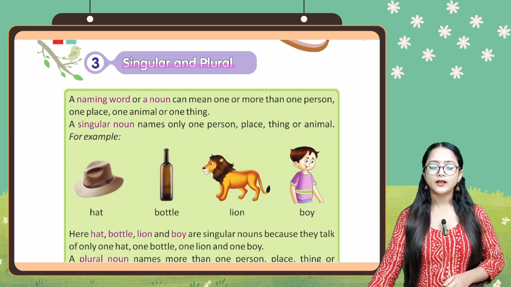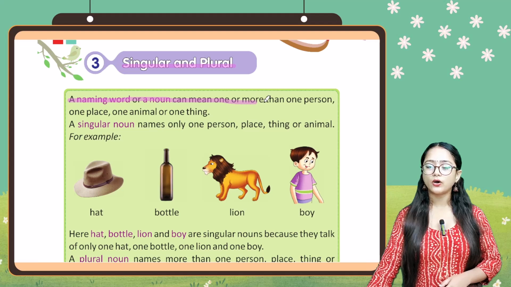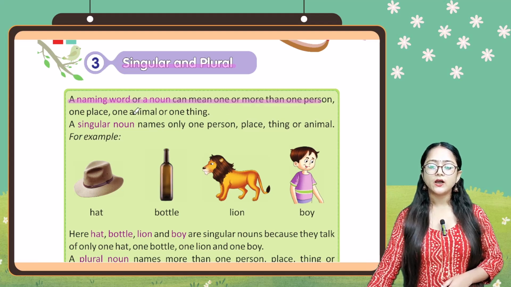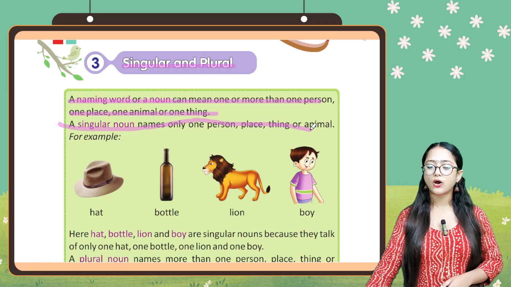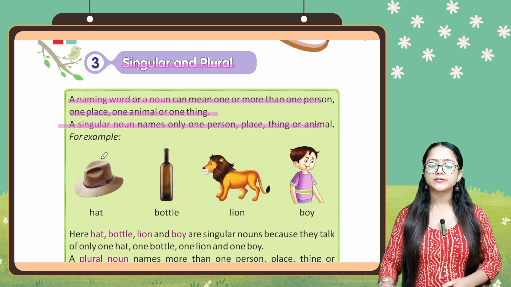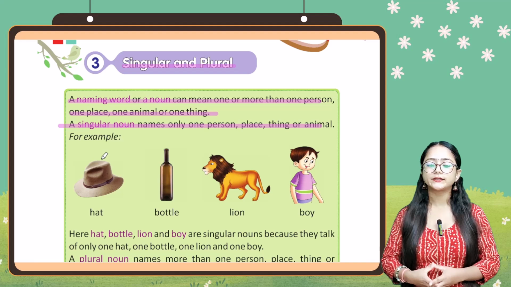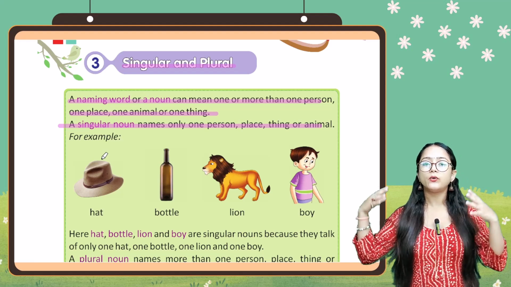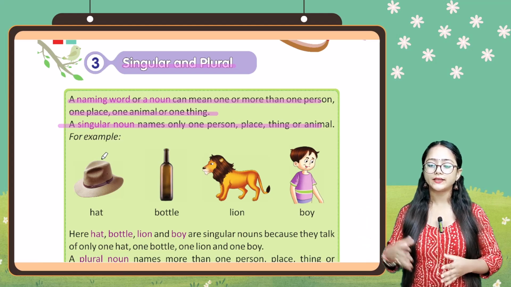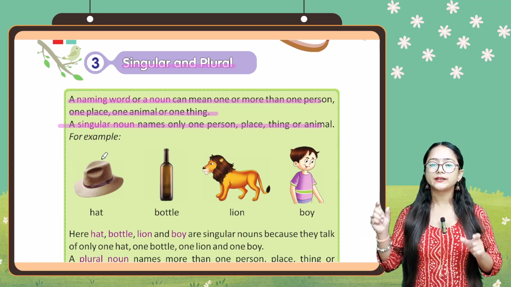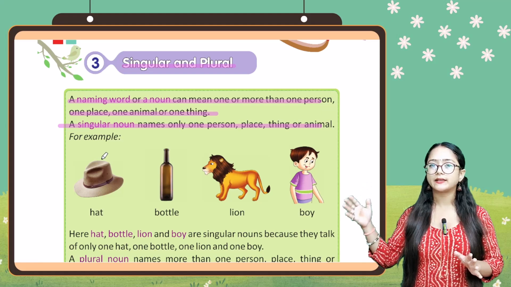A naming word or a noun can mean one or more than one person, one place, one animal, or one thing. A singular noun names only one person, place, thing, or animal. So basically, a noun can mean one or more than one person, place, animal, or thing. A singular noun names only one.